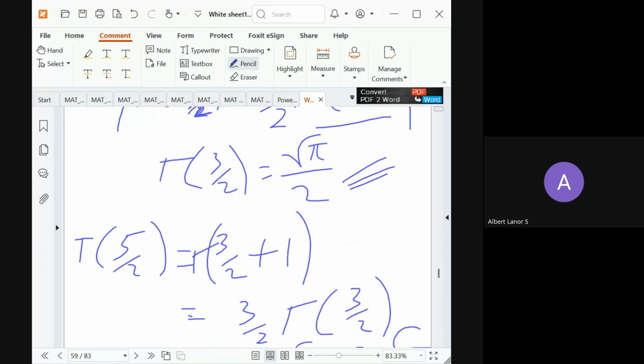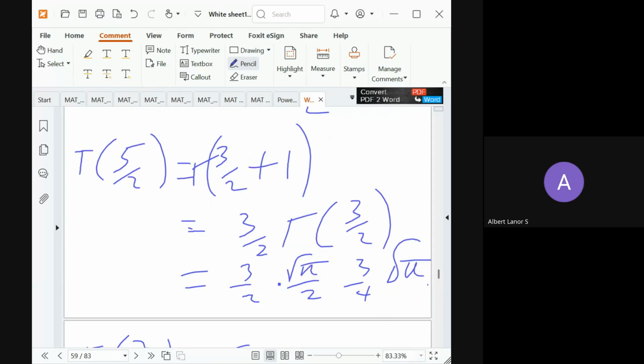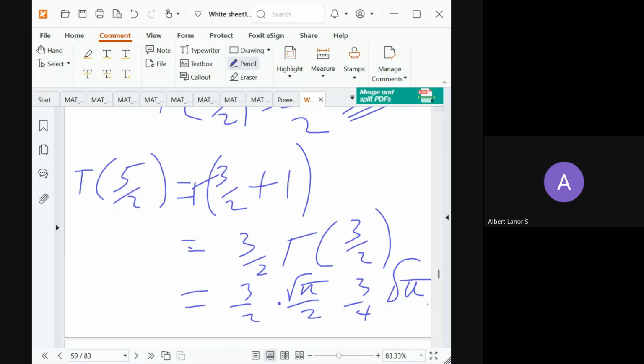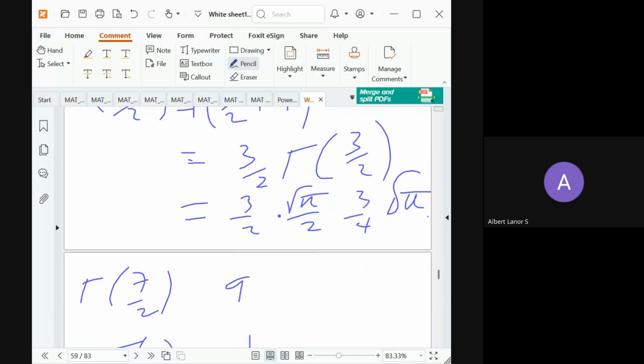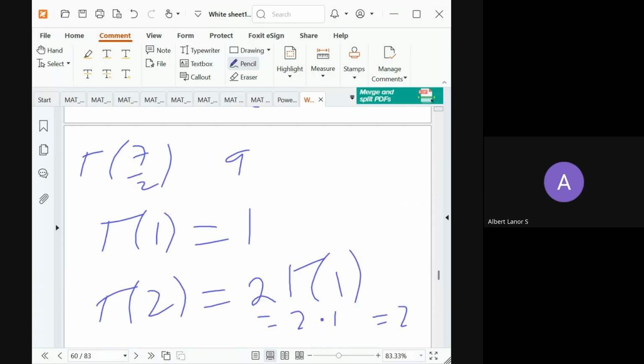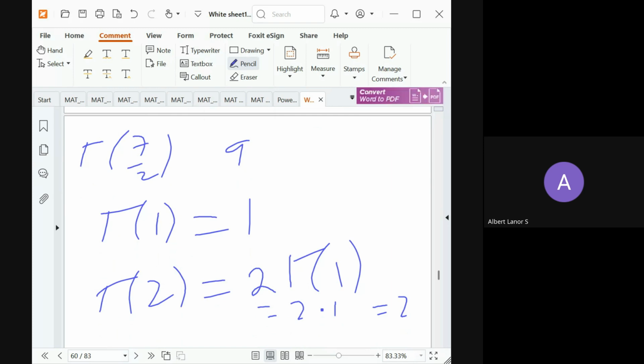Then if you want gamma of 5 over 2, you express it as gamma of a number plus 1. Now the x in this case is 3 over 2, so you can bring the 3 over 2 out, giving you 3 over 2 gamma of 3 over 2. We know gamma of 3 over 2 already. That is root pi on 2. So you substitute it in, you get 3 over 4 root pi. Then you can continue with 7 over 2, 9 over 2, and all the higher ones.